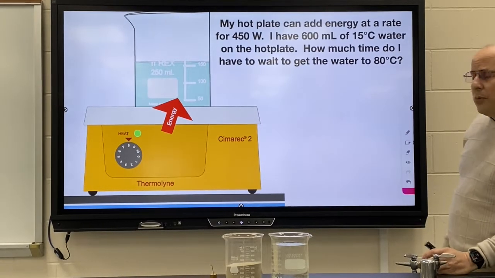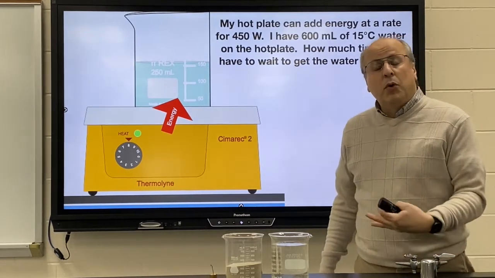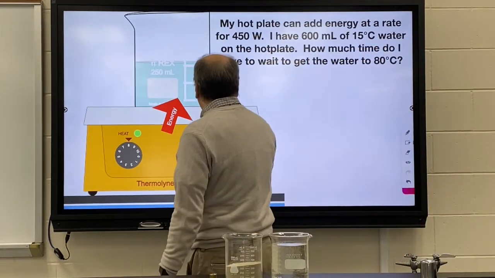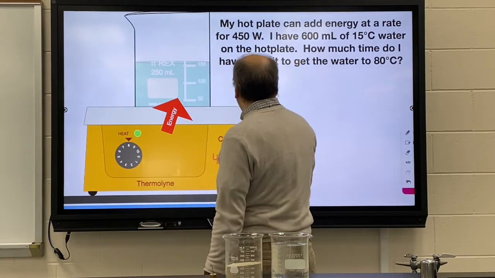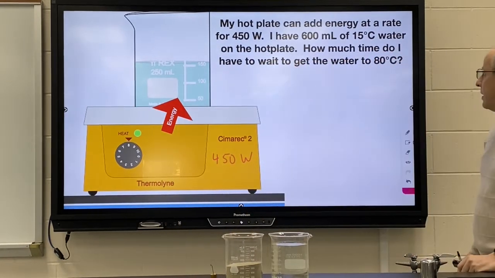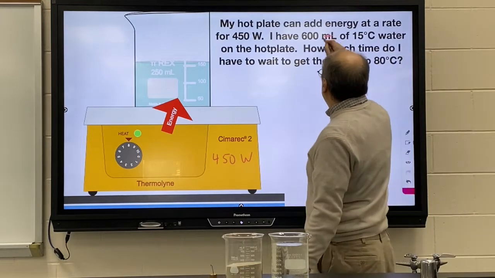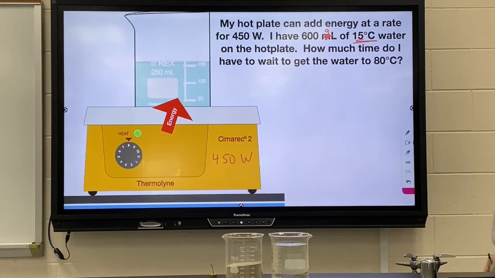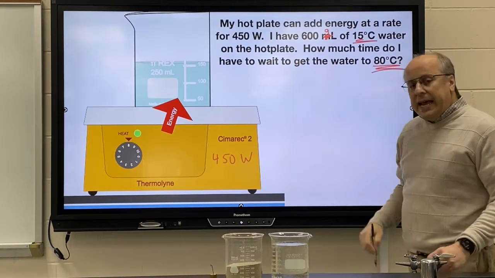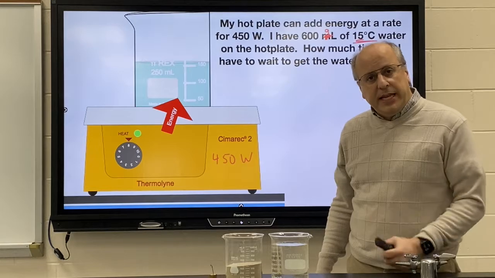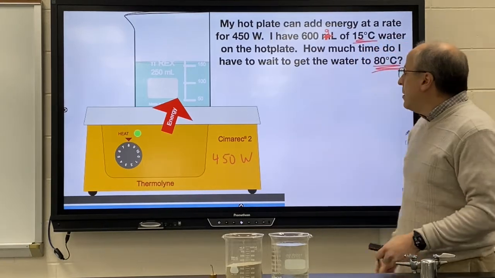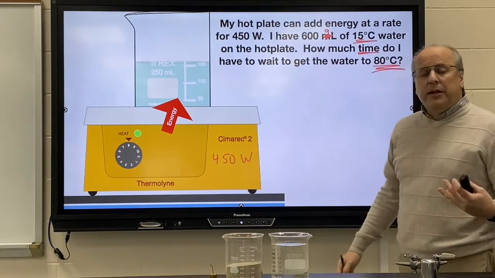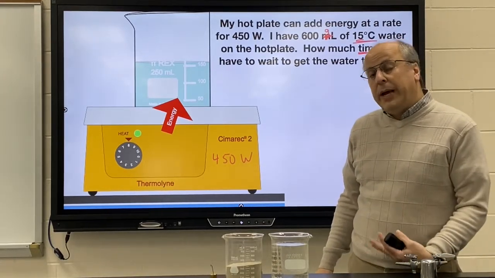Okay, I'd like you to try one where instead of giving you the energy, a more realistic scenario is where you know the power. So the power is set at, let's say, 450 watts. I have 600 milliliters, so that's 600 grams of water at 15 degrees Celsius. I want to get the water up to 80 degrees. Maybe I'm making hot tea. I don't want it to actually be boiling, but I'd like it to be hot. And I don't want to have to sit there and wait. So I want to know how much time can I expect to wait.